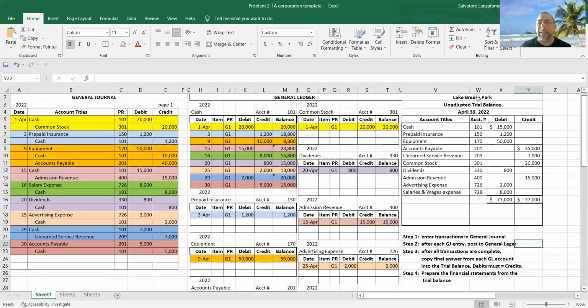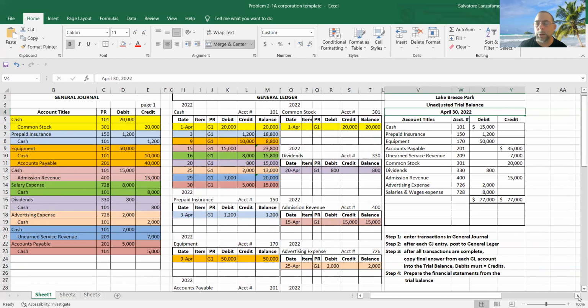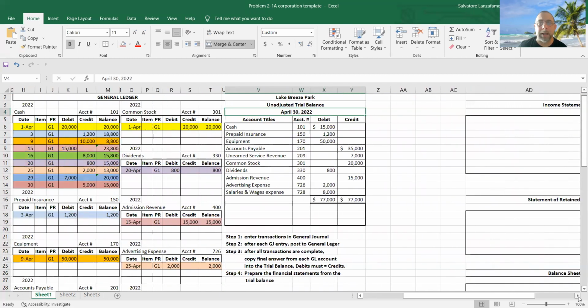Notice the heading, name of the company, always top billing. So Lake Breeze Park. And then the next line is the name of the statement, which in this case is the unadjusted trial balance, but you guys can just call it trial balance. If you're in chapter 2 of your accounting course, that's sufficient. And then the date at the end of the period, which would be April 30th, 2022. Okay. All right. So now that our trial balance is in balance, you would now proceed to the financial statements.